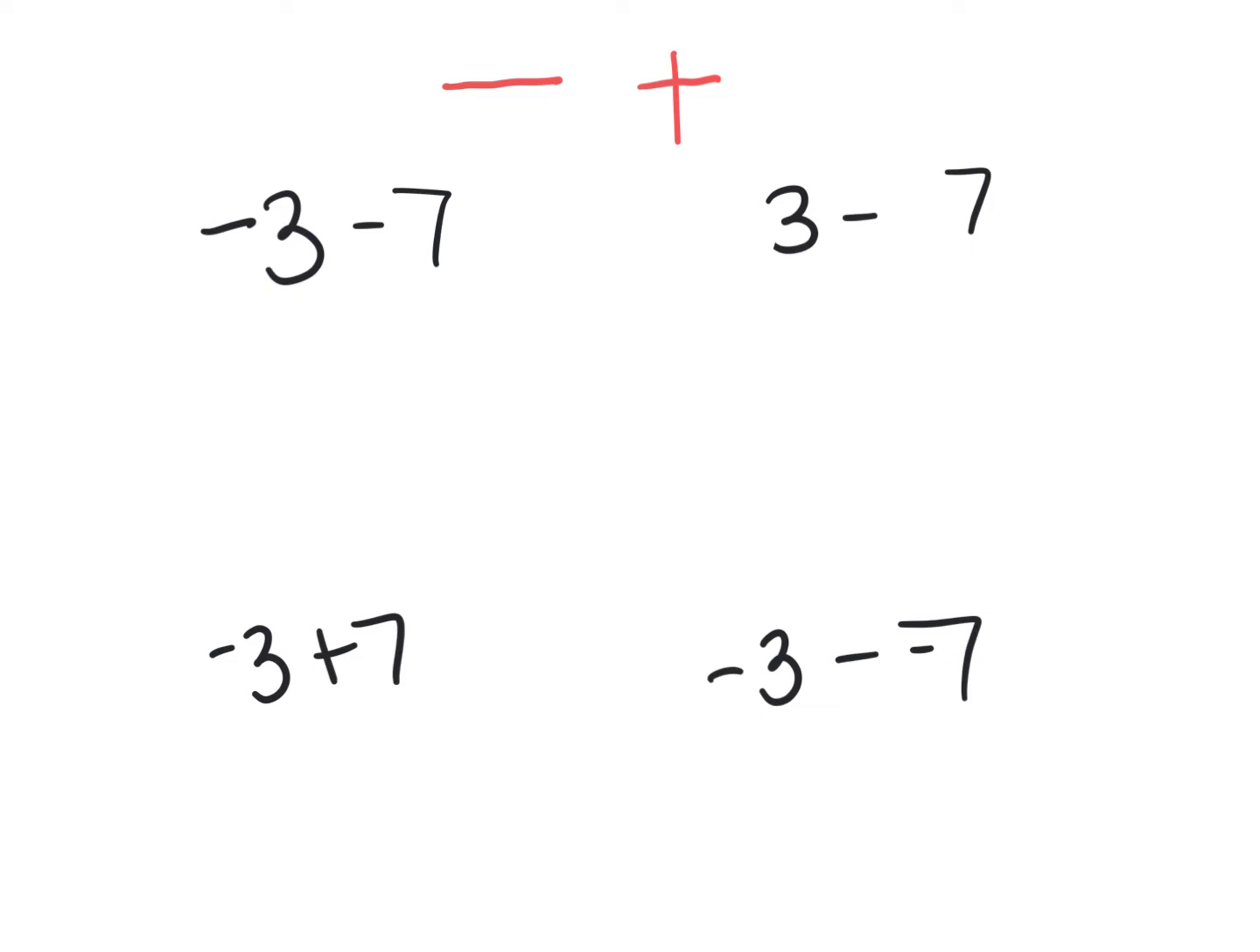So in the first example, we have -3 minus 7. If I'm going to model this, and again, you should be at the point where you're just quickly thinking through what that looks like. So I would go to my first number, which is -3, and if I go back 7 more, that means I'm going to end at -10, okay?